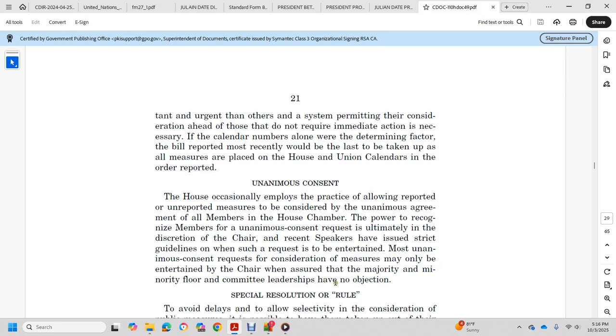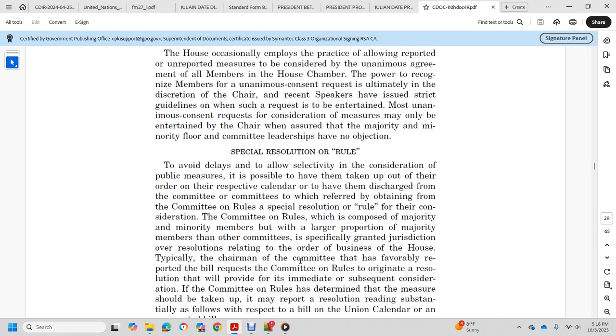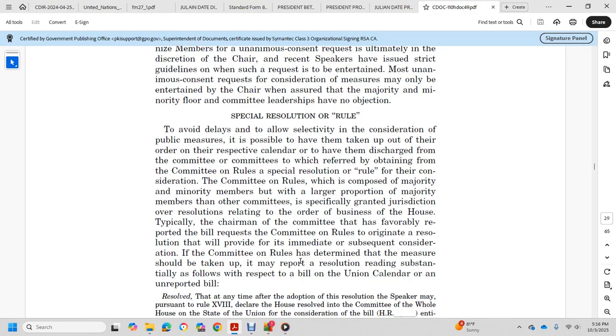the consideration of the measure requires it, and the chair is ensured that the majority and minority floor committee leadership have no objection. A special resolution or rule avoids delay and allows selective consideration of a public bill taken out of order, referred to the calendar, or discharged from the committee. It is obtained through the Committee on Rules, which is composed of majority and minority members, with a large portion from the majority.